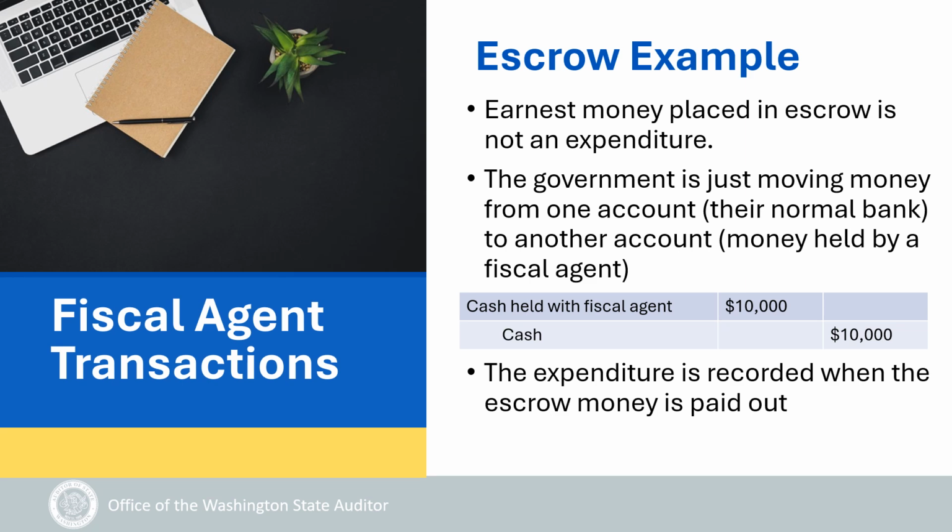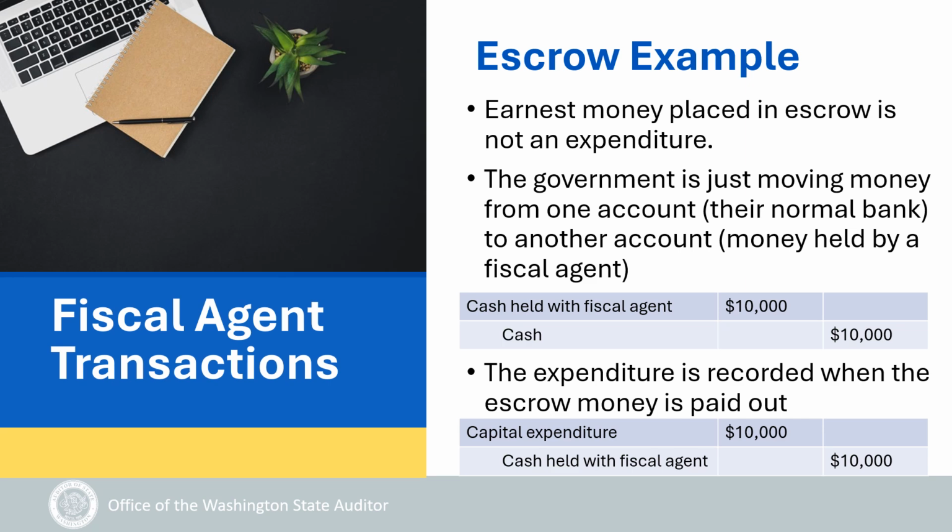If or when the sale goes through, the escrow money is dispersed to the seller, and that is when the expenditure is recorded. With that, here you'll see the two entries. The first being the movement of cash, and the second is the recognition of this capital expenditure.